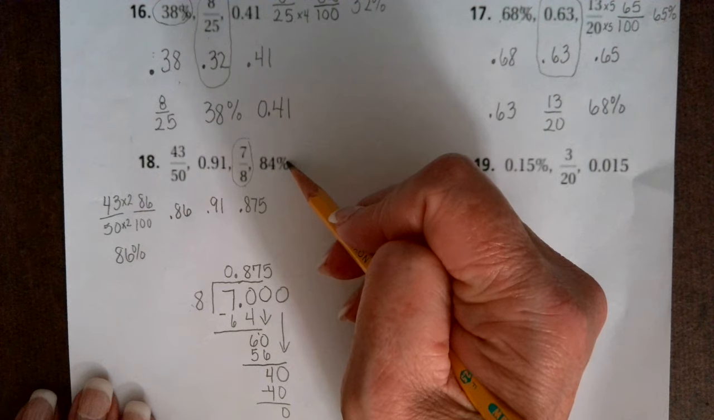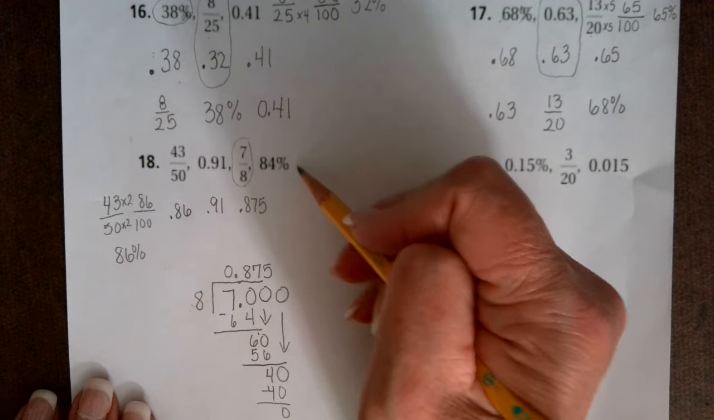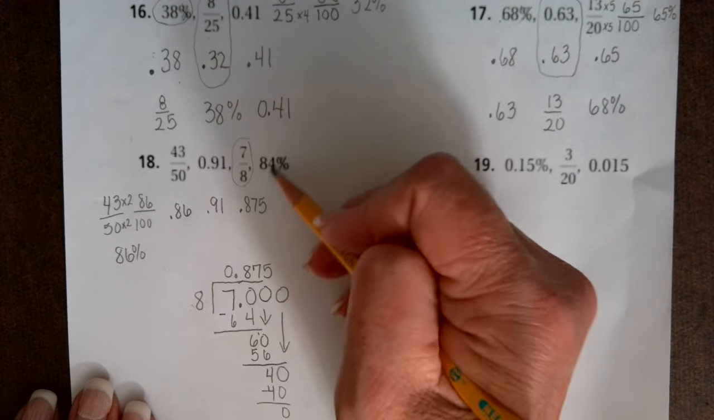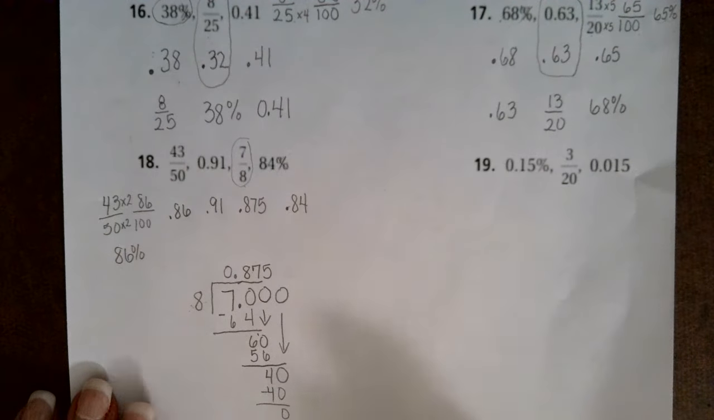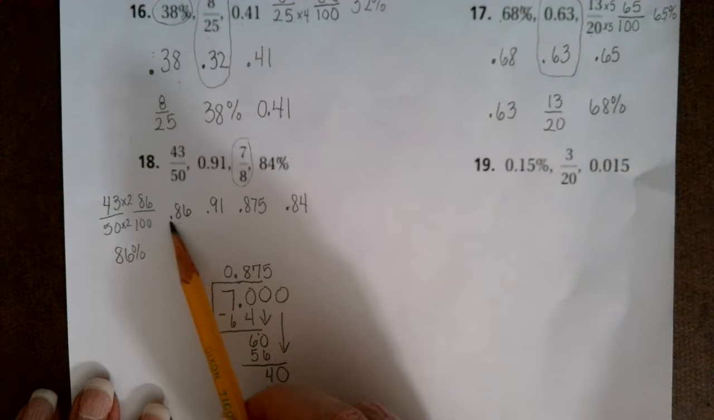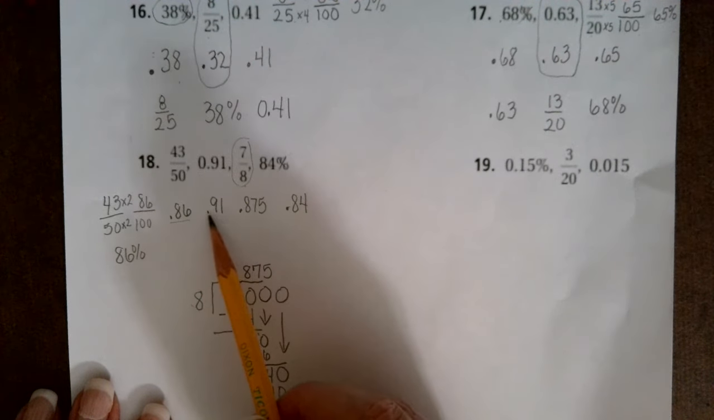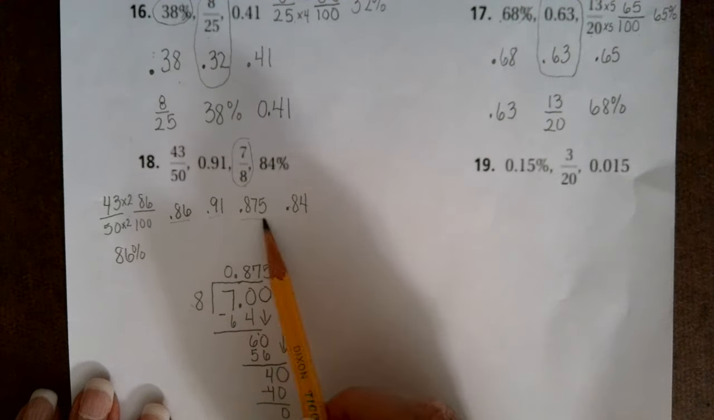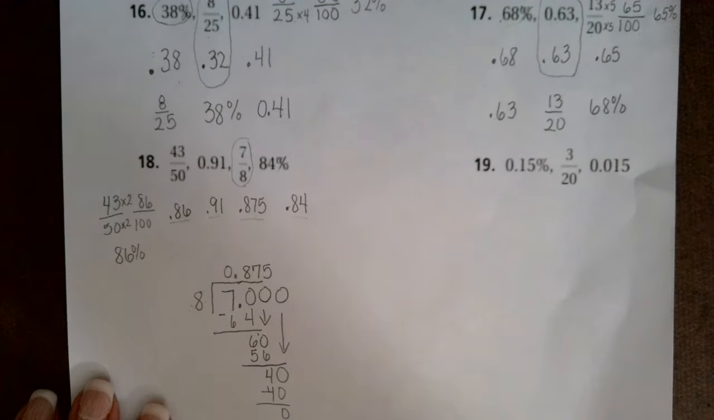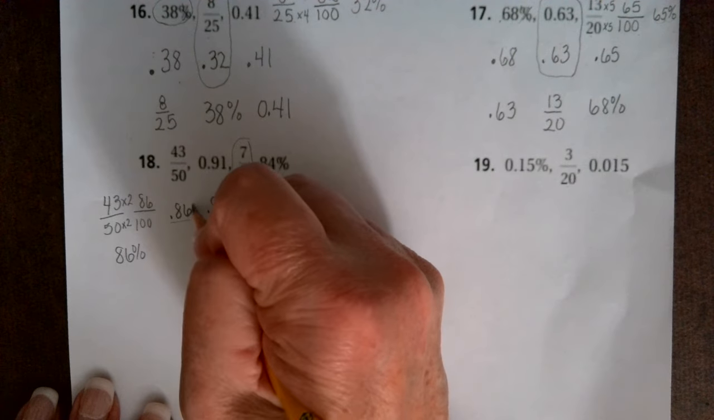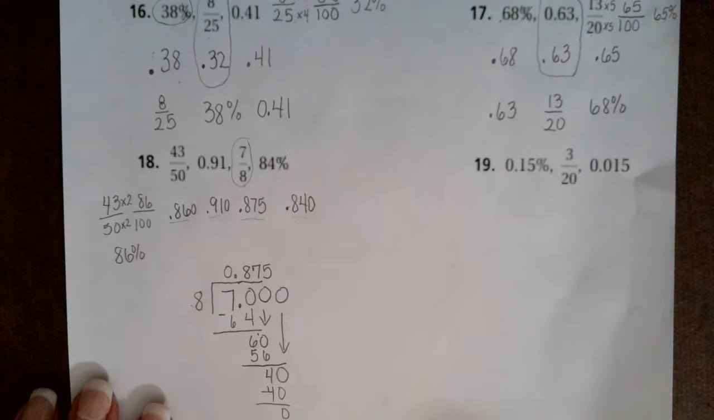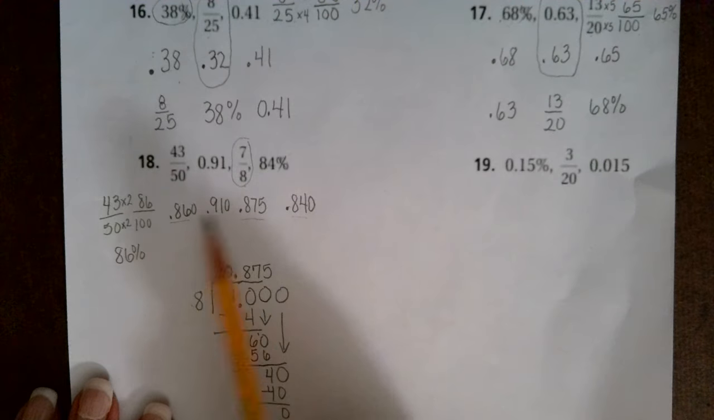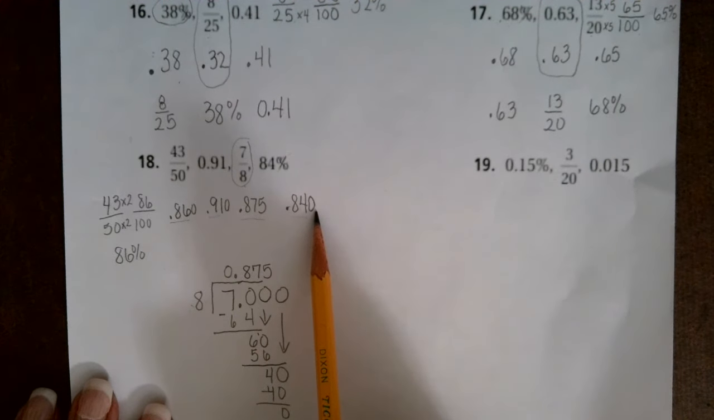And then I've got 84%. And to change that to a decimal, remember we take our percent sign off and move the decimal back 2 places. So this one's a little different because I have 2 places after the decimal here. I have 2 places here. I have 3 here, and I have 2 here. It is easiest to compare decimals when you have the same number of digits after the decimal. So if I just add a 0, I don't change that value on the end.